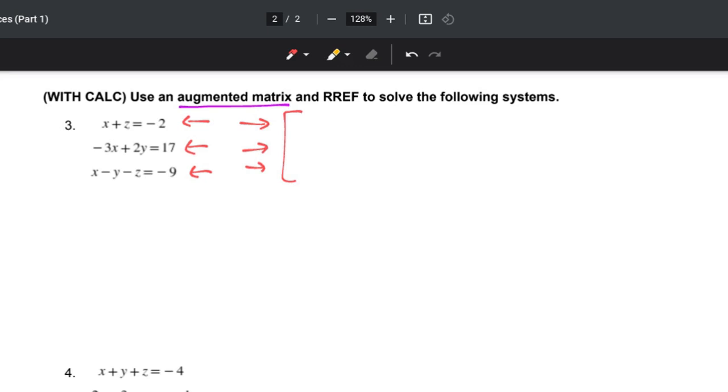And again, notice if you're missing any variables. So I have a 1 for x, I have 0 y, and I have 1 for z. And then in my second equation, I have -3, I have +2, but I have no z's. So I put a 0 there for the z's. And then my third equation has 1, -1, -1. All right, so always just double check, make sure you don't have any mistakes for your elements in your matrix.